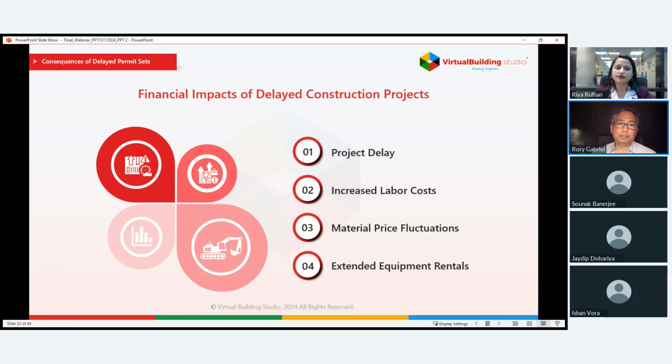Now, material prices are tricky because they're largely out of our control. Material prices have been all over the place lately. We've all seen how unpredictable things can get with inflation, supply chain disruptions, and other factors driving up prices. For example, during the pandemic, lumber prices skyrocketed from about $400 per thousand board feet up to $1,600. If your permits are delayed and you're forced to wait before ordering materials, you're exposing yourself to the risk of price hikes.